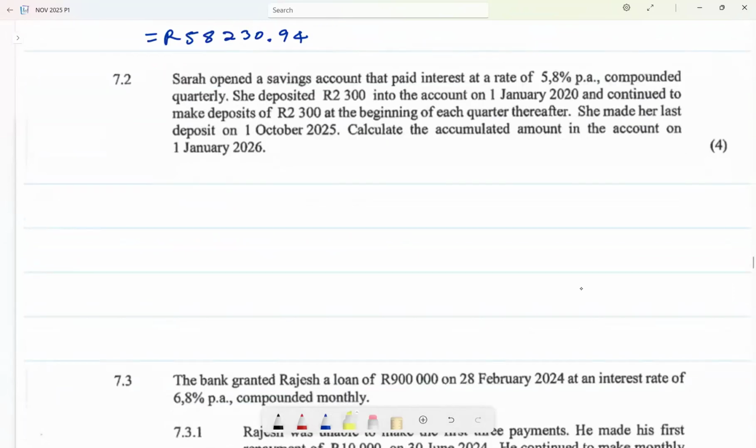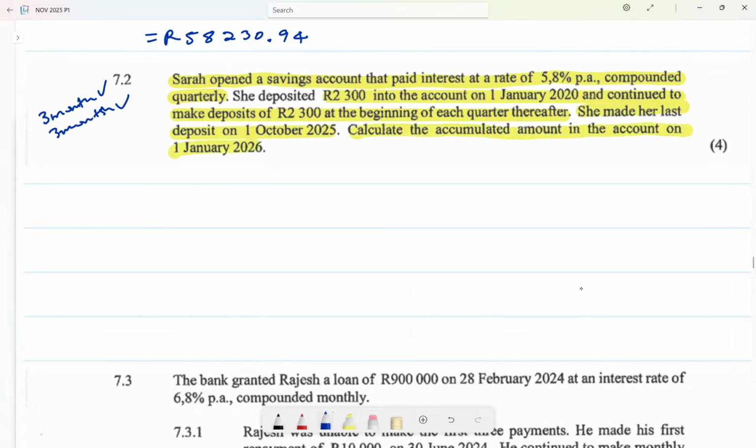7.2. Sarah opened a savings account that paid an interest of this much compounded quarterly. Remember, quarterly, you pay after 3 months. So in 3 months, you pay once. Then she deposited 2,300 into the savings account on the 1st of January 2020 and continues to make deposits of 2,300 at the beginning of each quarter thereafter. She made her final deposit on the 1st of October 2025. Calculate the accumulated amount in the account on the 1st of January 2026.